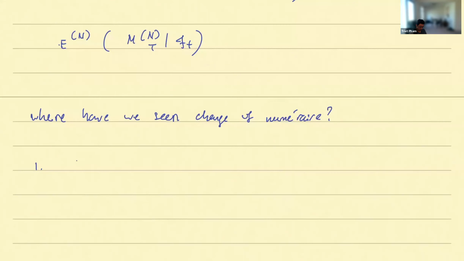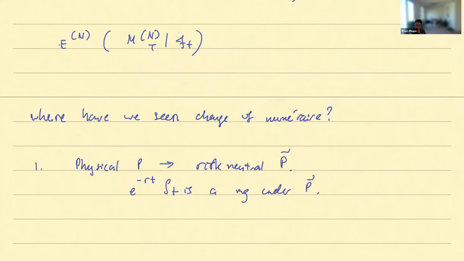Remember, when you start out from physical P to risk neutral P tilde. The statement is e to the minus RT ST is a martingale under P tilde. Well, you may not think much about it, but this is actually a change of numerator.